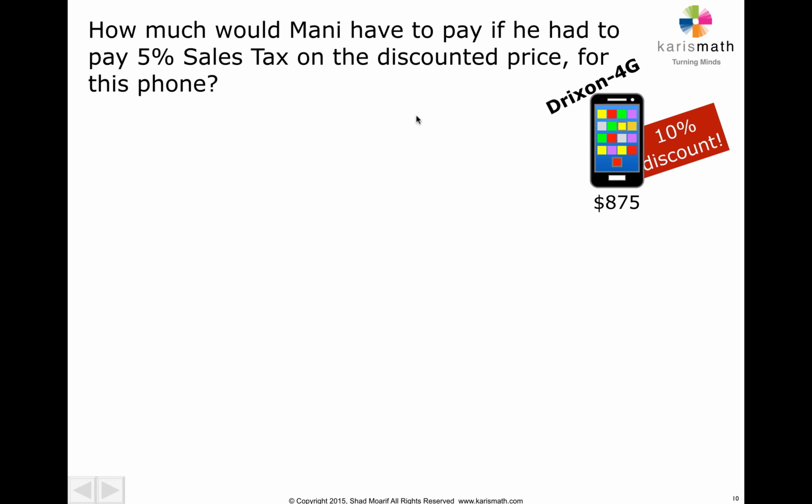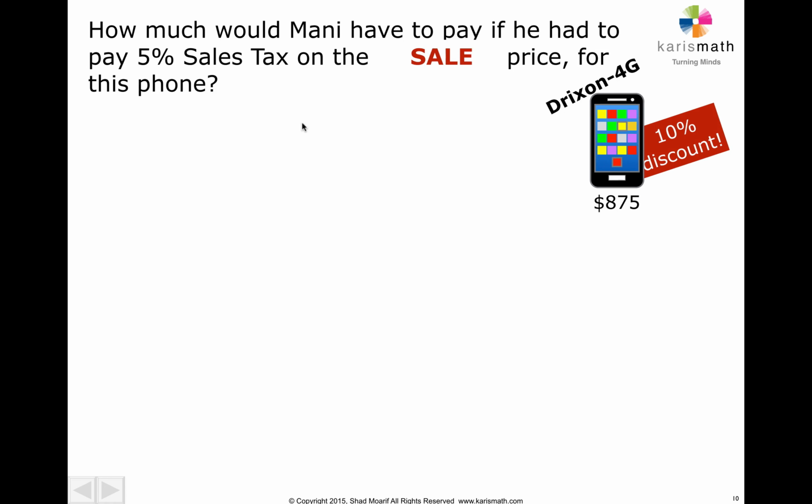Okay, let's try to understand this. This is the phone, and the name of the phone is Drixon 4G, and the actual selling price is $875. That's the regular selling price. But it's going to be discounted by 10%. So we want to know what it would cost if it was discounted. And then on top of that, we'd have to pay 5% sales tax after we discount the price. That's what they're asking us to do.